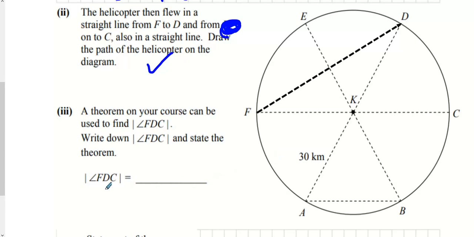Calculate the angle FDC. Which one's FDC? Oh, let's see what he did then. And then it flew from D to C. So D to C will be this one here. Okay.